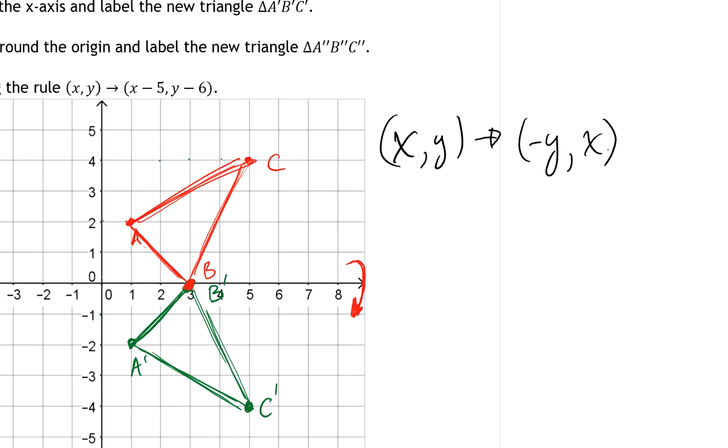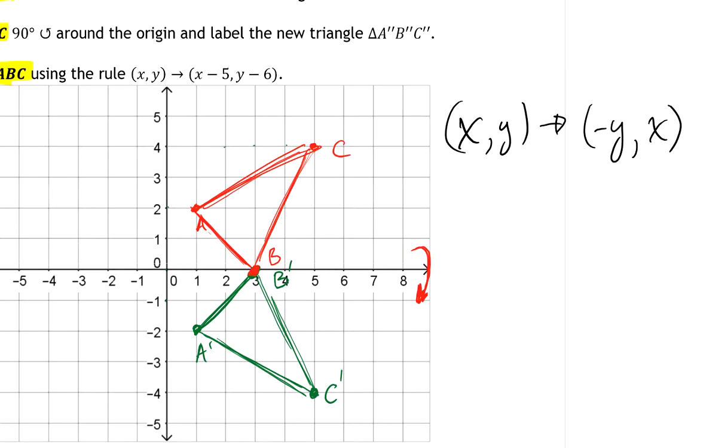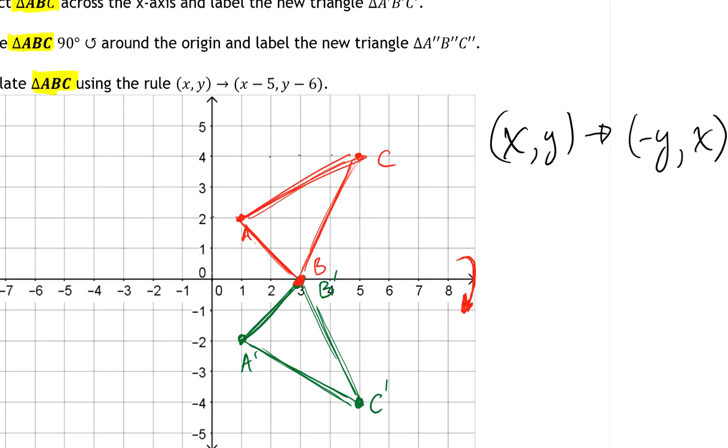I'm doing this without the patty paper. And it's fine if you're still using it, that's okay. But I encourage you to think about transformational rules like this that allow you to write down rules that make it easier to do. So let's go ahead and move point A. Instead of A being at 1, 2, it's going to go to negative 2, 1. So I'll grab blue for this. It's going to go to negative 2, 1. So this should be my A double prime.